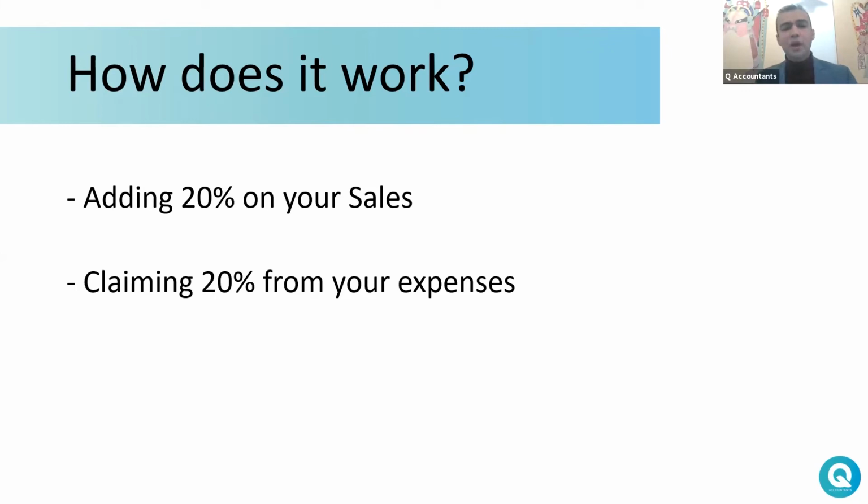And how does it work? We calculate whatever you have to pay to HMRC from sales, and then we reduce that amount by the amount of VAT from your expenses. Usually the VAT on sales will exceed the VAT on expenses, and if it does, you have to pay that difference to HMRC. If it's the other way around, you will get a cheque from HMRC, or if you provide your bank details, you will get an electronic transfer. You will get a VAT refund.